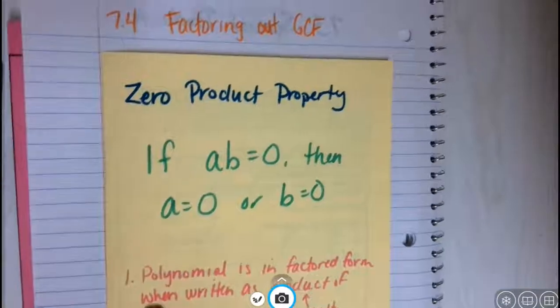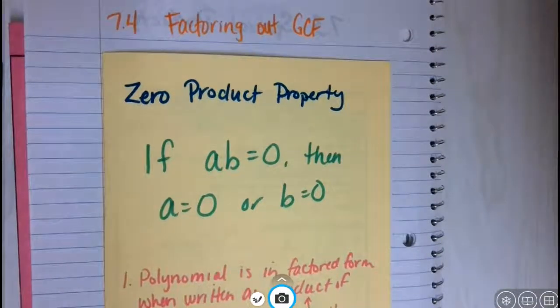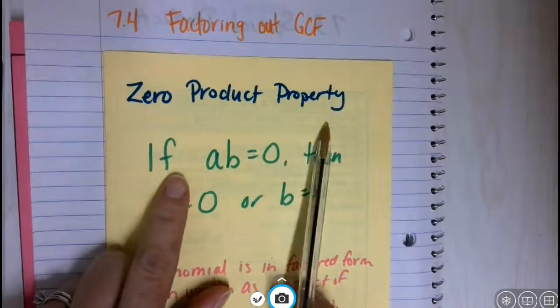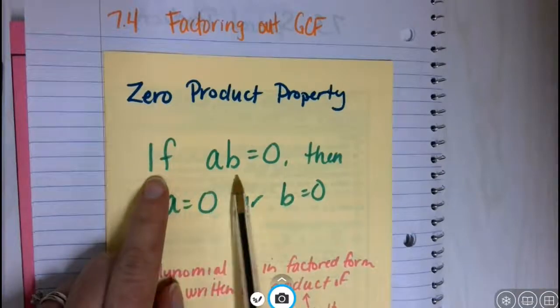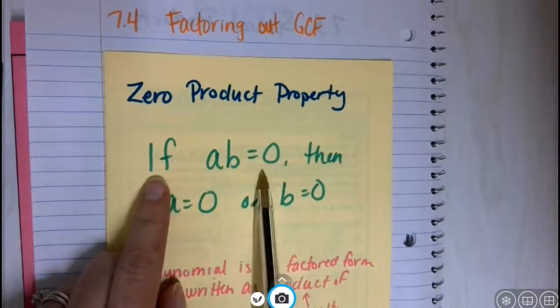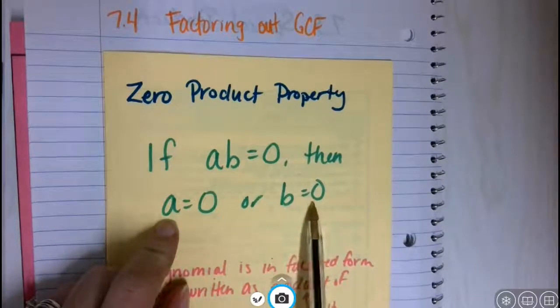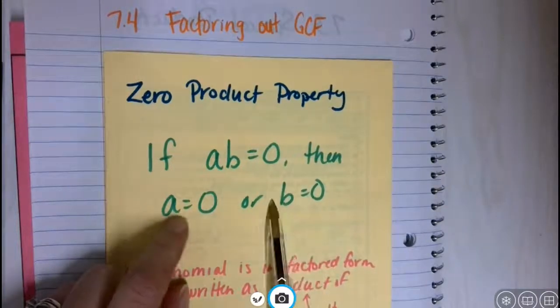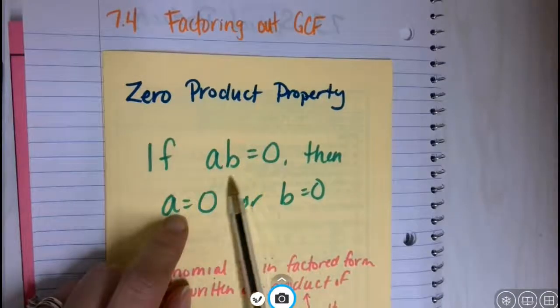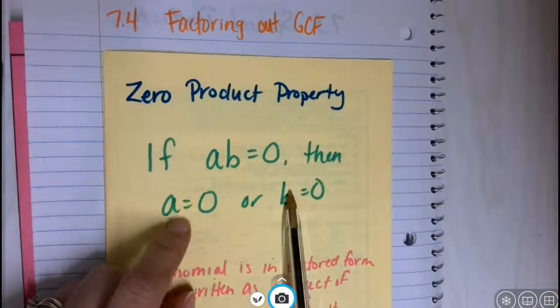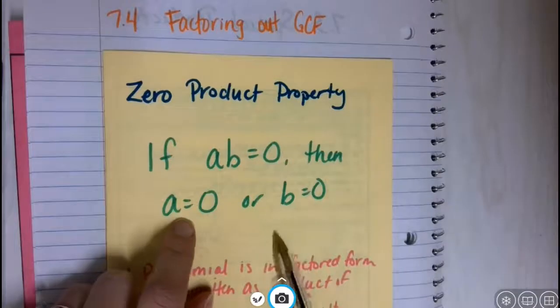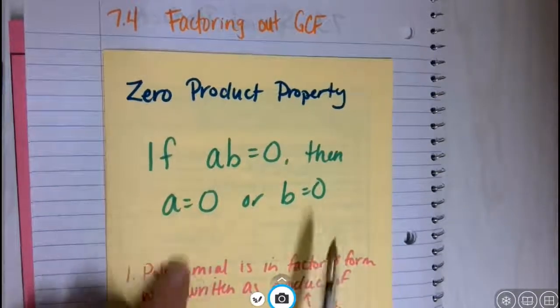The first thing we want to look at is the zero product property. What the zero product property tells me is that if I multiply two things together and they equal 0, then I know that the first one equals 0, or the second one equals 0, or they both equal 0. It doesn't really matter. But this is my zero product property, and this is really going to come into play when we're solving these polynomials in our quadratics.